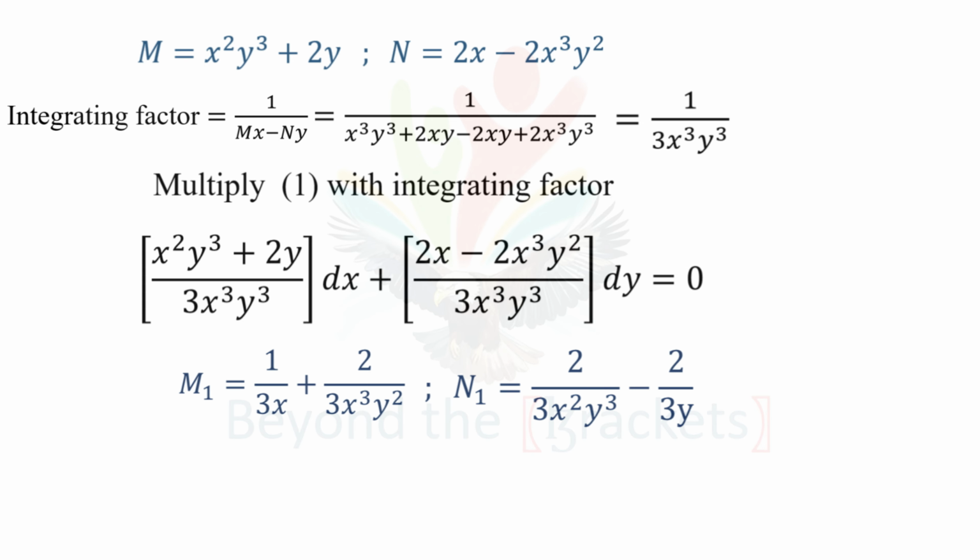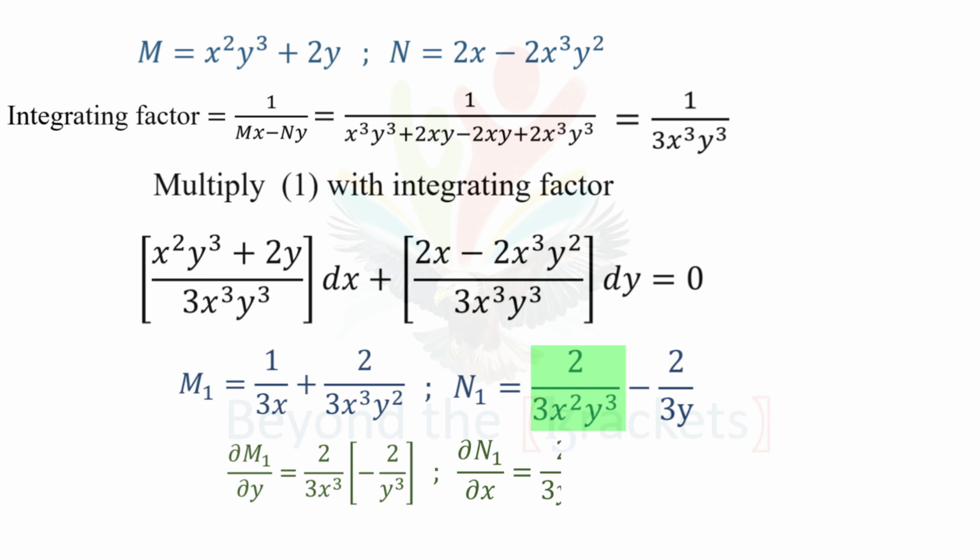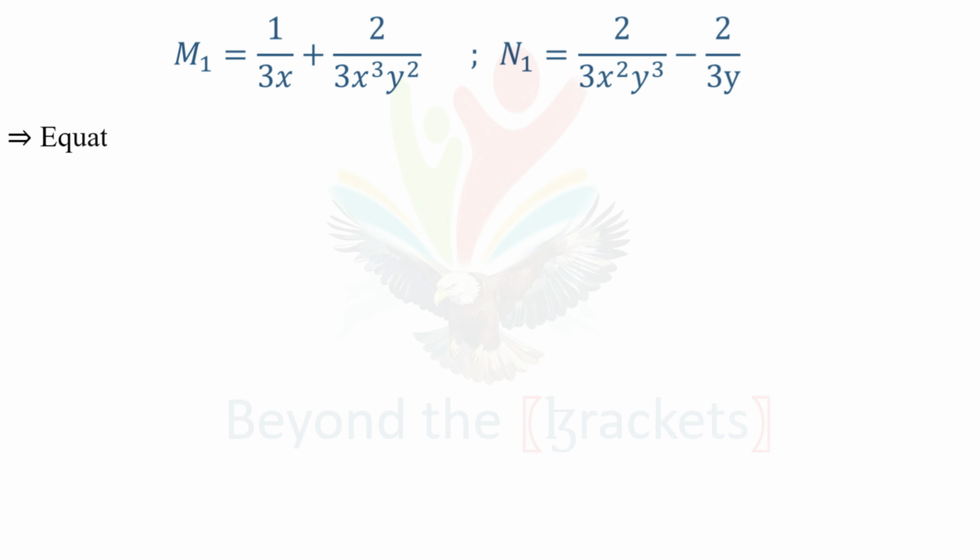To verify that, differentiate m1 partially with respect to y. The first term will become 0. For the second term, 2 by 3 x cube is constant. Differentiation of y power minus 2 will be minus 2 by y cube. Similarly, differentiating n1 partially with respect to x, 2 by 3 y cube will be constant. Differentiation of x power minus 2 will be minus 2 by x cube. Both the values are equal, so equation 2 is exact.